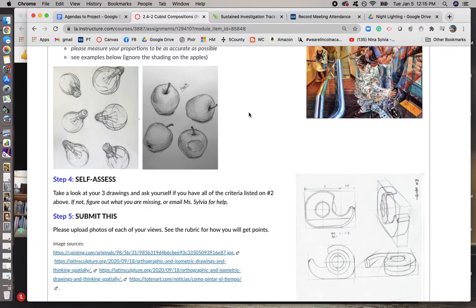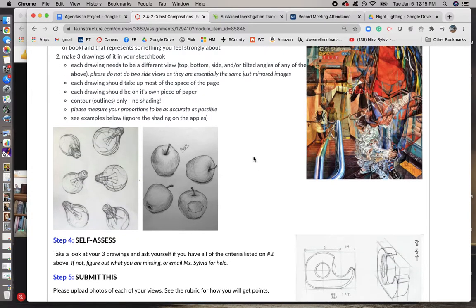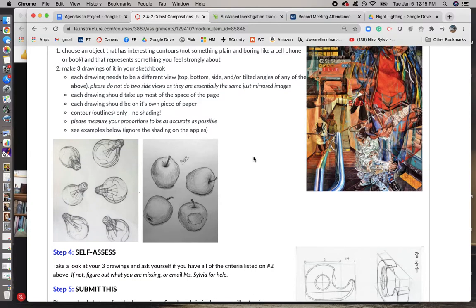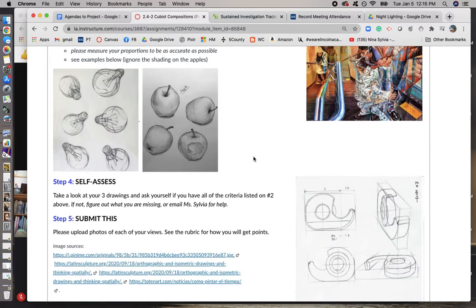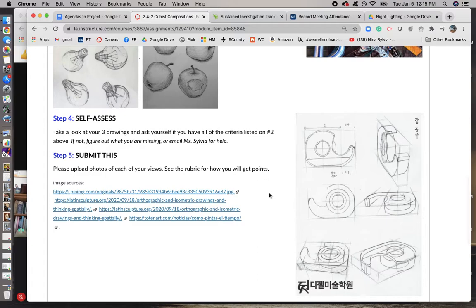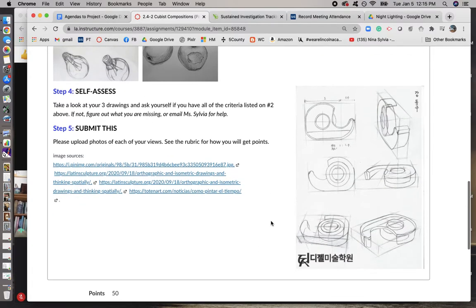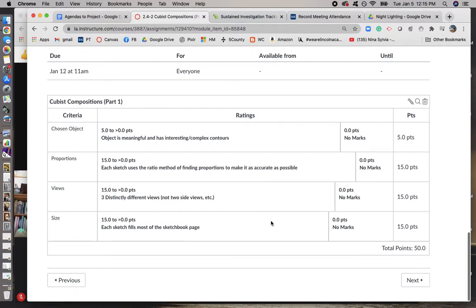And then the self-assessment point just basically says, look at your 3 drawings when you're done and ask yourself if you have all of the criteria listed on number 2 above. If not, figure out what you're missing or email me for help. So you're going to upload photos of all 3 of your views, and your rubric is right here.